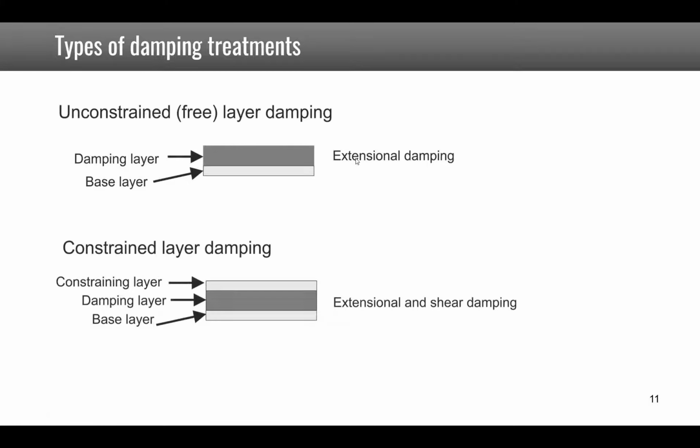Another way to add damping is to use constrained layer damping. In this case, you are putting a damping layer and then on top of it a constraining layer made of a material which is usually similar to the base layer. In this case, the material here in damping is used in extension but also undergoes some shear, which tends to increase the damping because some materials have more damping in shear. Those materials, those treatments have a quite broadband effect and affect all the modes of the structure.